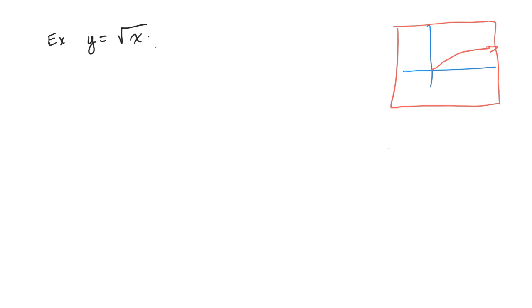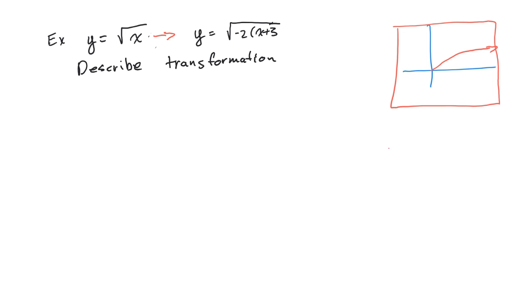What I want you to do is it's going to be transformed into the following function: y is equal to the square root of -2 times x plus 3. I want you to describe the transformations and then also sketch it.